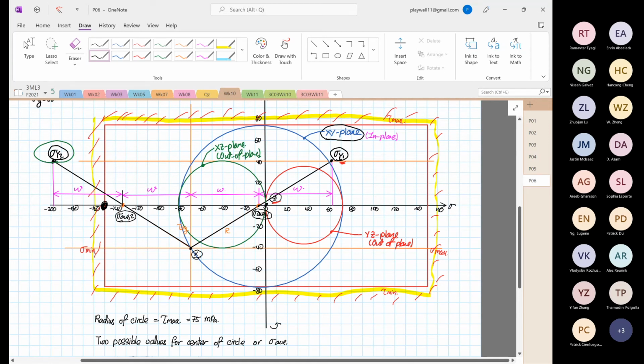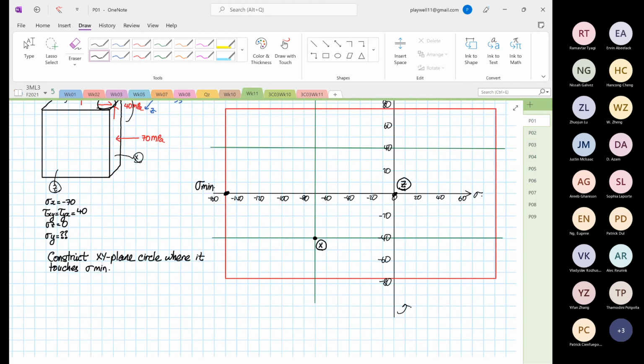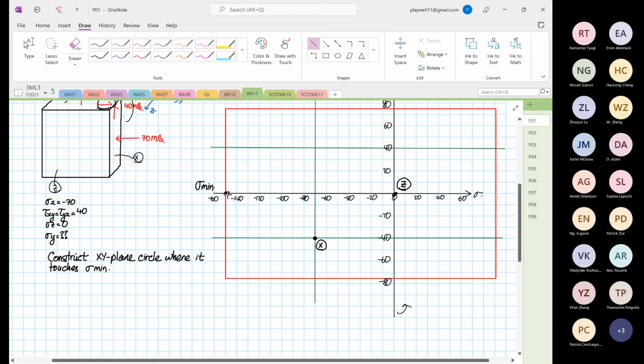Okay. So now we specify that one of the points on the XY plane will touch the stress minimum. Okay. So we see how the circle will evolve then, if the XY plane touches the stress minimum. So now we're going to construct the Mohr circle, and this Mohr circle is different. So one point over here, the other point over here.